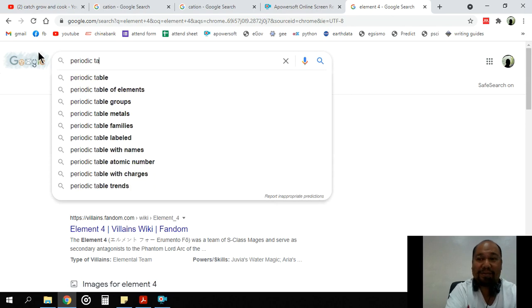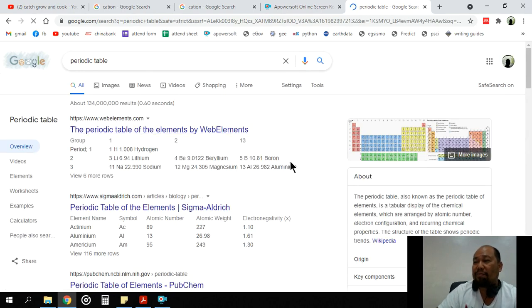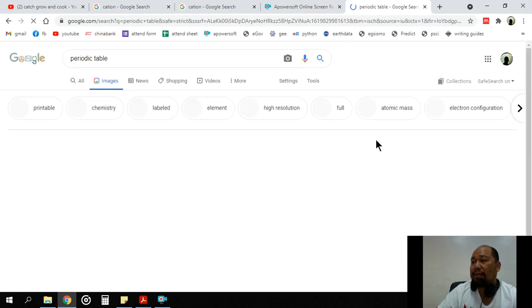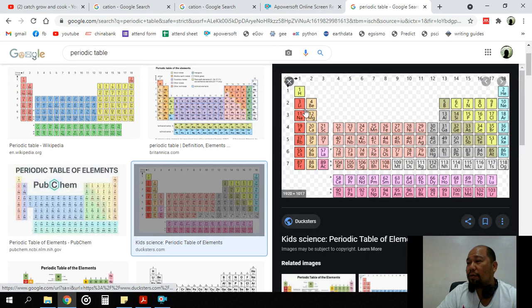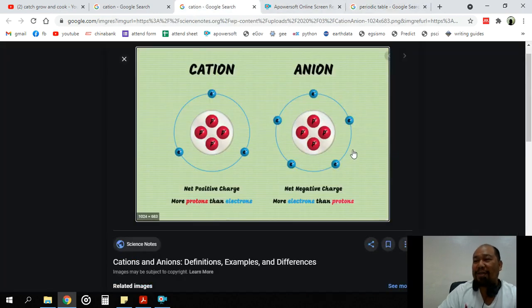Periodic table. What's the element number 4 or atomic number 4? Let's see. Which one has an atomic number 4? It's 1, 2, 3, 4. Beryllium. Okay. So therefore, this one is a beryllium atom.